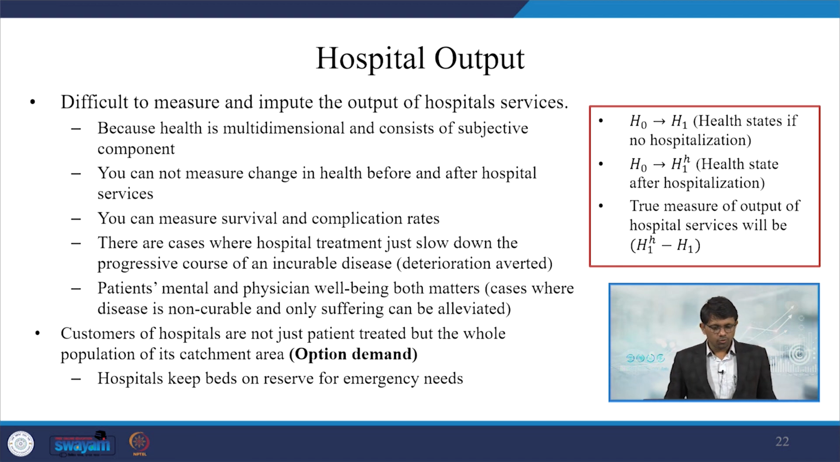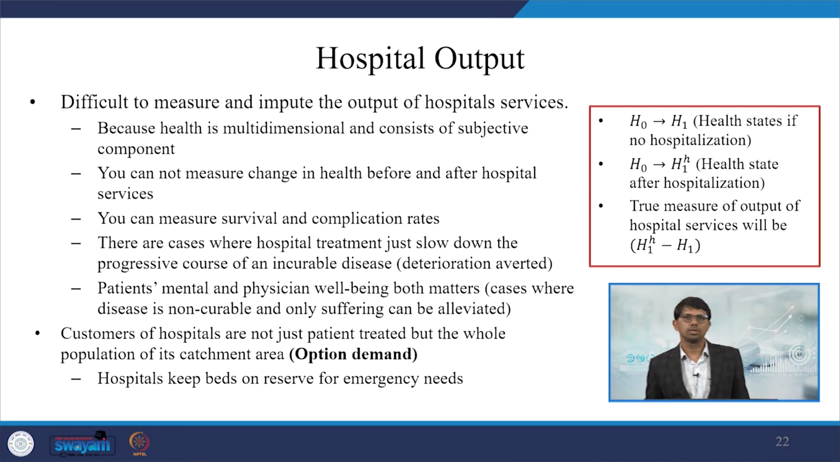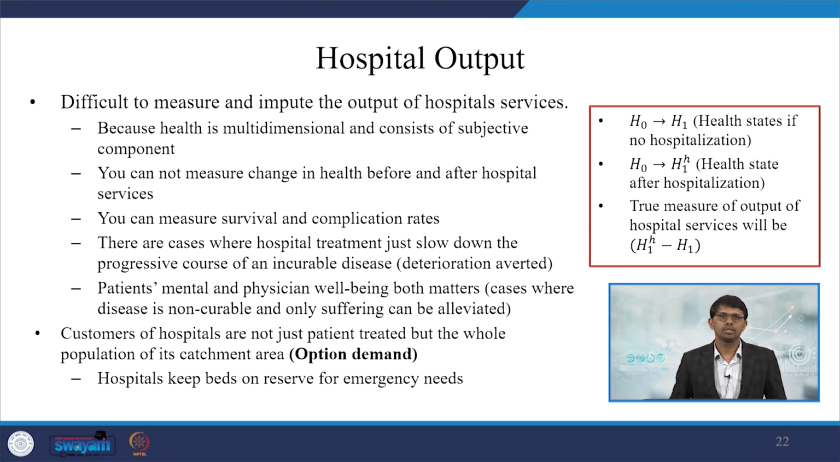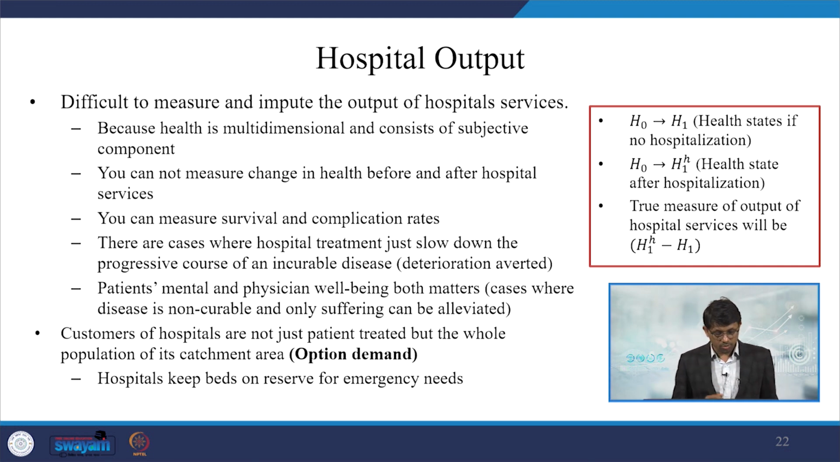Coming to hospital output, it is really difficult to measure the output of hospital services, because health is multidimensional and consists of a subjective component. You cannot measure change in health before and after hospital services, though you can measure survival and complication rates. There are other important points as well. Another aspect is called option demand, where customers of hospitals are not just the patients treated but the whole population of its catchment area. Hence hospital output matters. Hospitals keep beds on reserve for emergency needs, so there is a possibility of option demand.